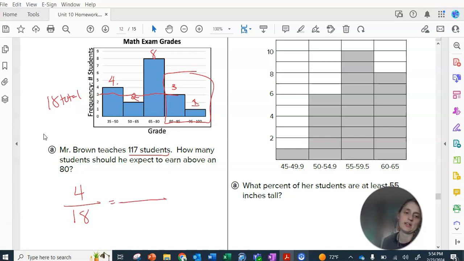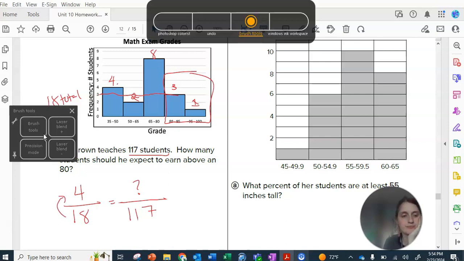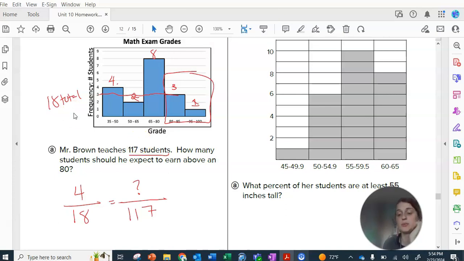Now we need to know how many that is when it's equivalent to a total of 117. 117 does not look like a very friendly number to multiply to. I don't know how to get from 18 to 4 because I can't figure out how to go this way. So let's think about it. If I'm really stuck, I could always simplify. I can create a third fraction. And I know I can cut these both in half. 2/9. Well, how do I check if 9 times something makes 117?